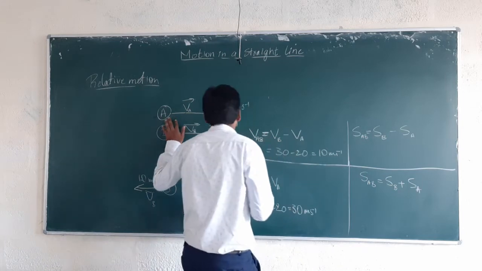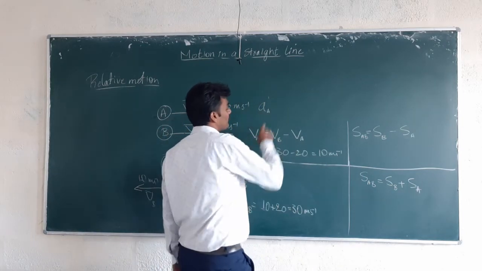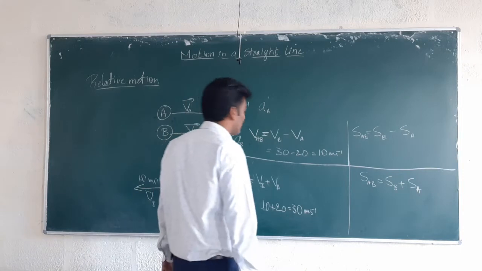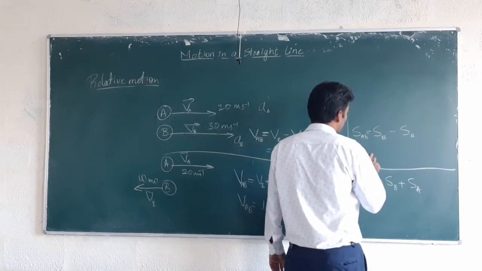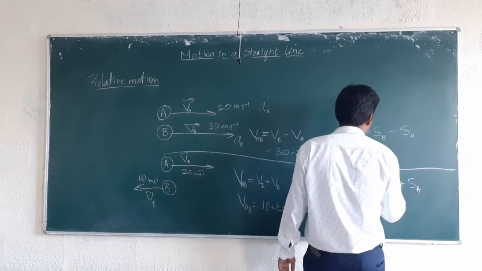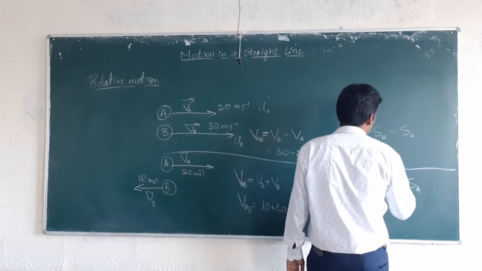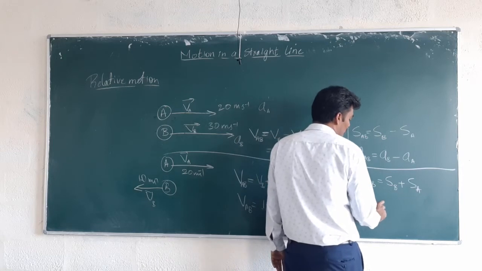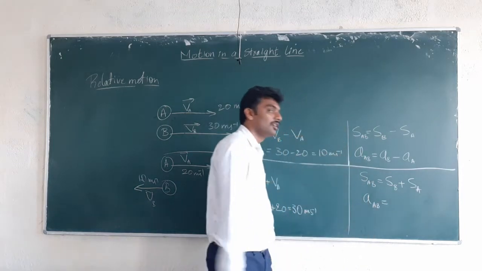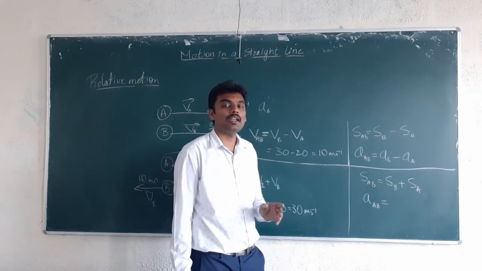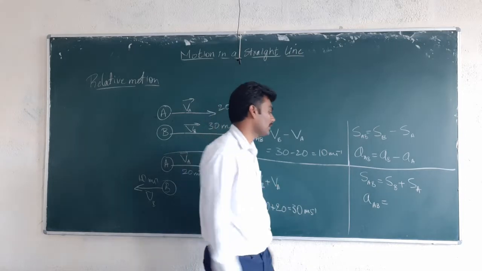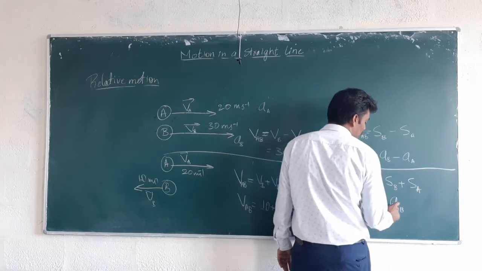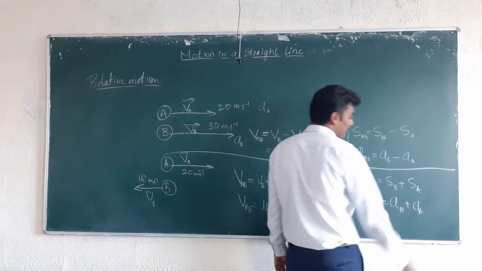Say if body A has the acceleration AA and the body B has the acceleration AB, then the relative acceleration between the bodies A and B will be acceleration of B minus acceleration of A. The same way, when two bodies move exactly opposite with each other with the acceleration of AA and AB, but this time opposite, then we have the relative acceleration equal to AB plus AA.